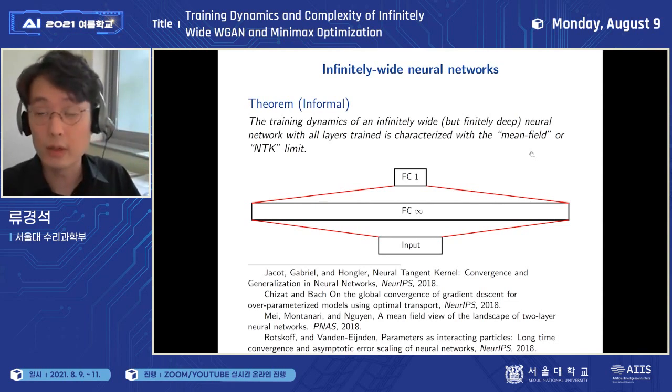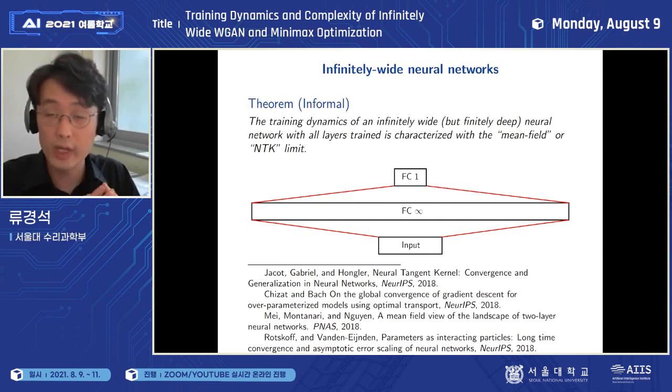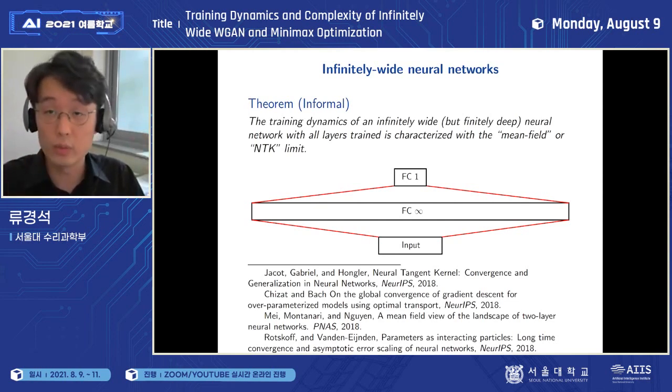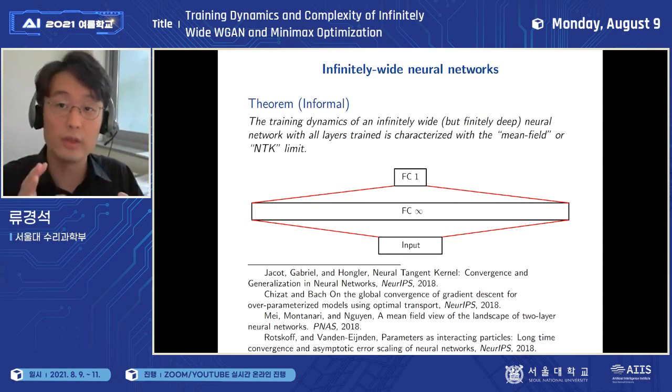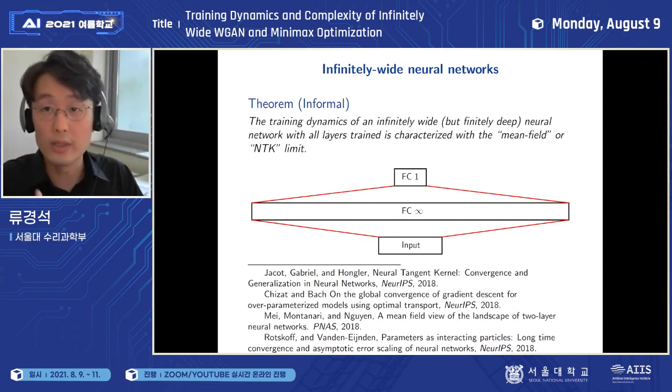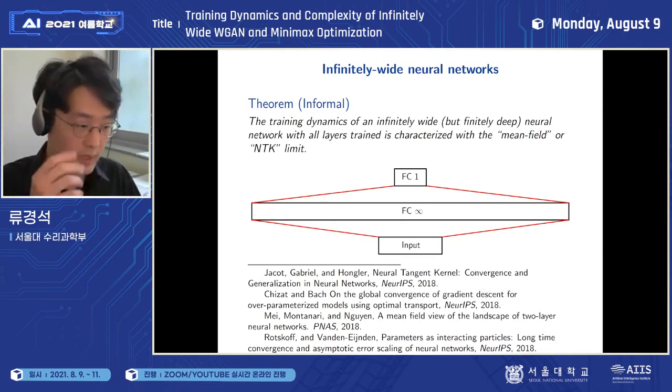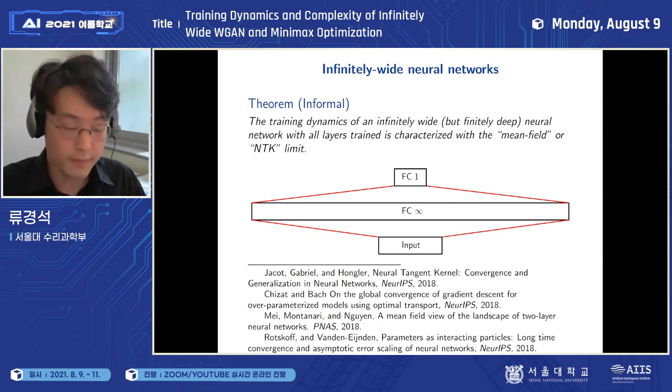So in deep learning, what do we want to prove? We want to prove that if we perform training under this mechanism, the training will work. And we also want to establish that if we train the network in that way, then the network will generalize well to new unseen test data. Those two types of results can be established for these infinitely wide networks using these recent approaches.